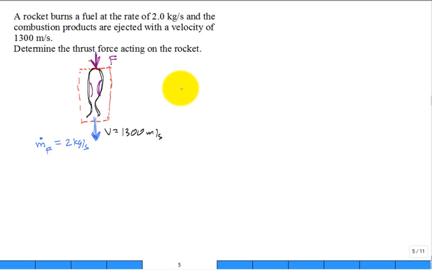So what you have is if you could do one control volume, it's only the fluid, only the fuel. And then another would just be the shell. Or as I've shown, one is the fuel, the shell, and then we have an external force. But on the shell, the fuel will exert an upward force on the shell of the rocket, and the shell will exert a downward force on just the fuel.